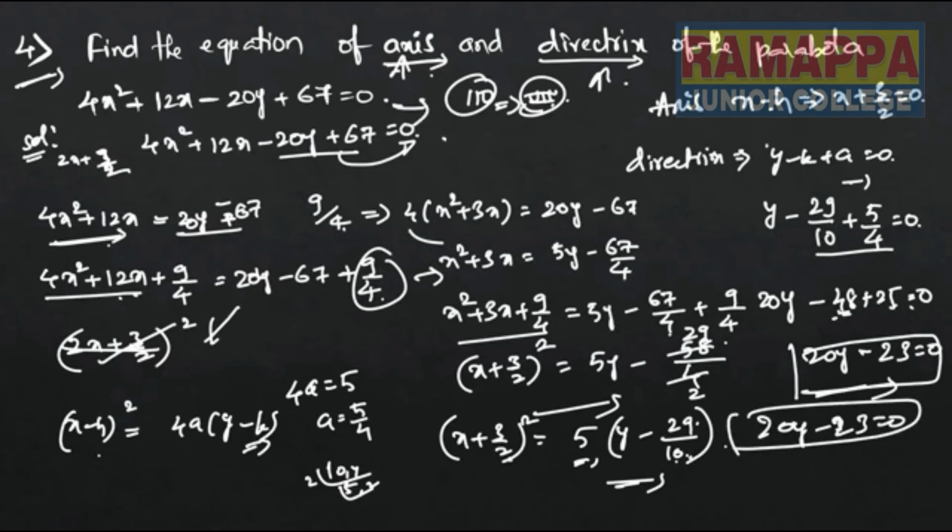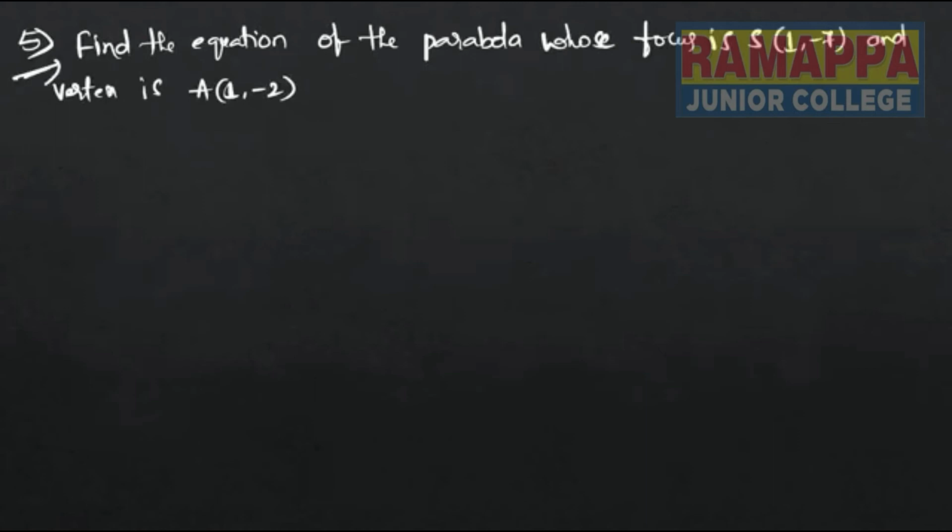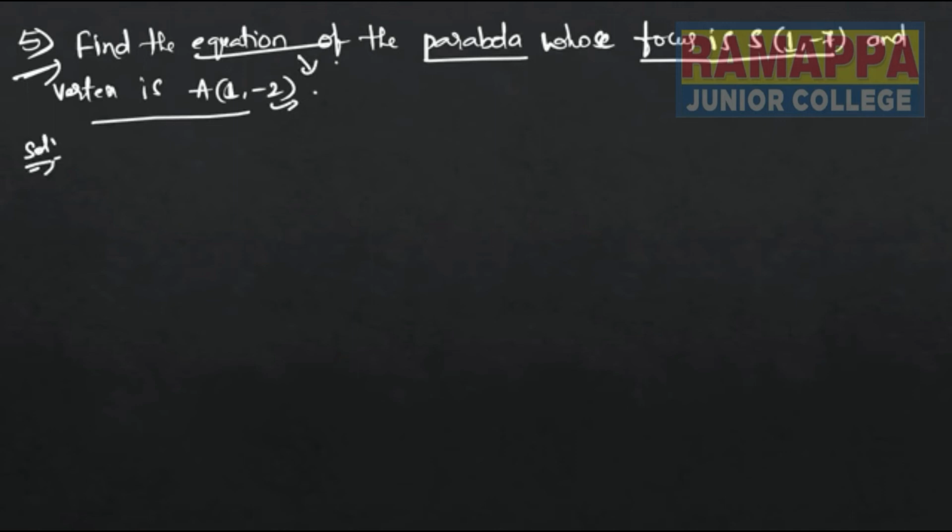Okay, now moving to the fifth one. Fifth question: find the equation of the parabola whose focus S and vertex A are given. So he is asking us to find the equation of the parabola. Solution: first we will make the diagram. We write S is equal to (1, minus 7) and A is equal to (1, minus 2).